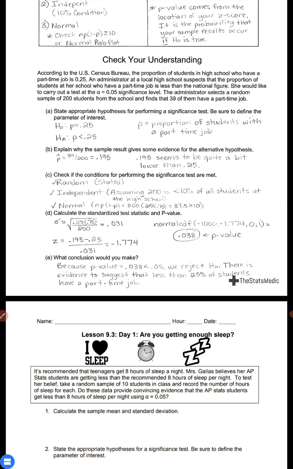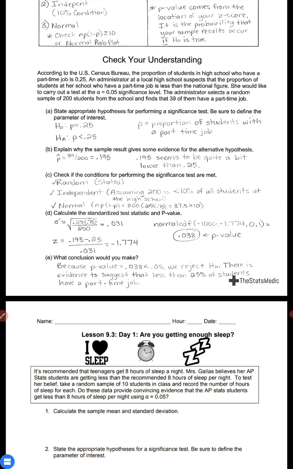Okay? All right. So let's talk about, and again, we're going to check this in our calculator, but why does the sample result give some evidence that the alternative hypothesis might be true? Well, when you look at 39 out of 200 students, that's only 19.5%. That is quite a bit lower than 25%, right? And the other thing that gives this test more power, or more ability to back up what this principal is saying, is that she used a pretty large sample size. She had a sample of 200 students here, right?